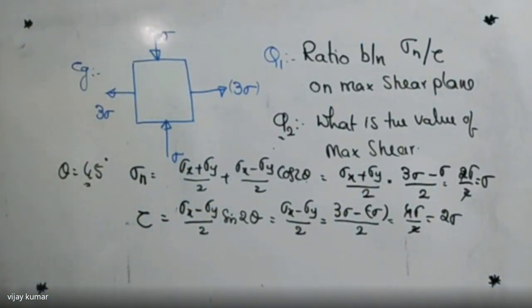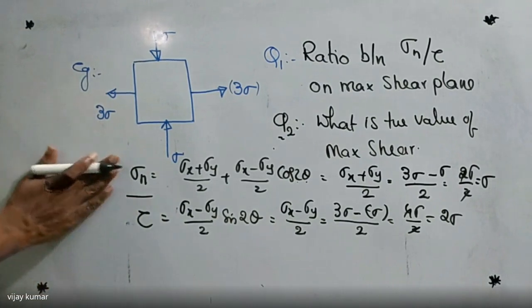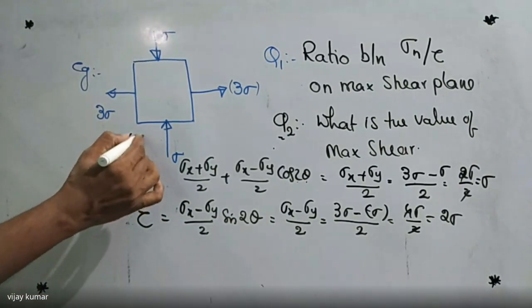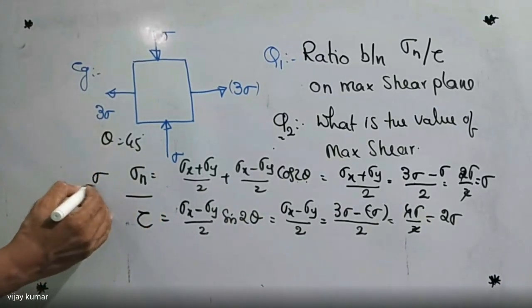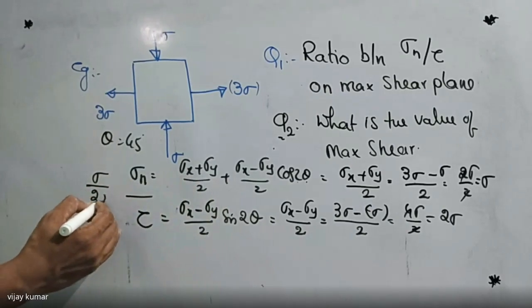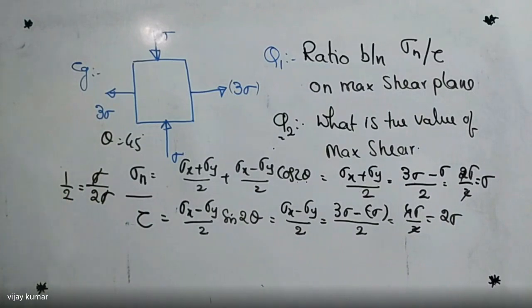But here he is asking, what is the ratio between these two? This is nothing but theta is equal to 45. So sigma n is how much? Sigma. And what is the tau value? 2 sigma. Sigma and sigma are both cancelled. That ratio is equal to how much? 1 by 2. So this is the way of calculating the ratio between the normal stress and shear stress on the maximum shear plane. So this is the solution for the first question.